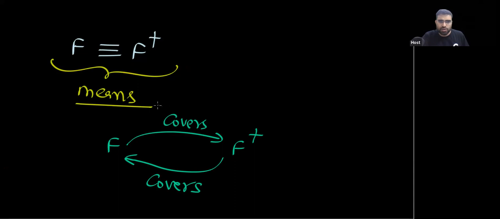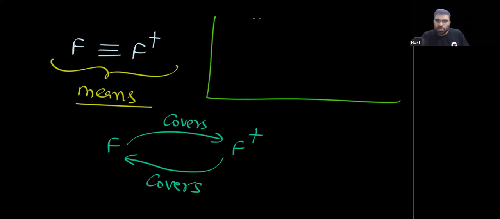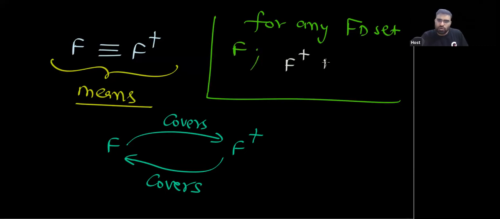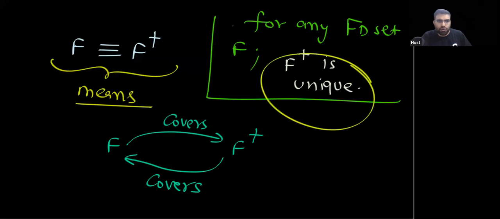Very simple point. Yes or no? Also, closure is unique, right? For any FD set F, if I give you any set of functional dependencies, then this F plus will be unique, correct? Yes or no? Agree? This F plus will be unique because it is the set of all functional dependencies which you can derive from F.